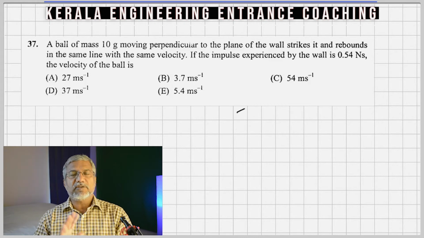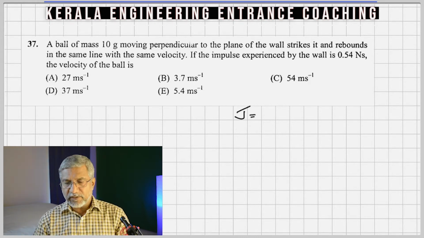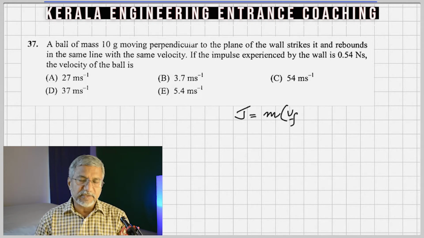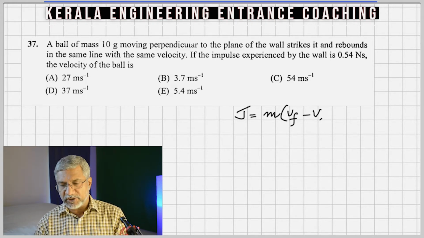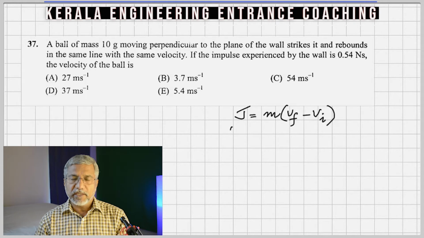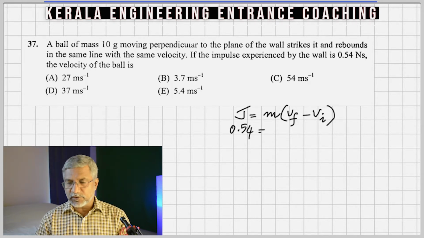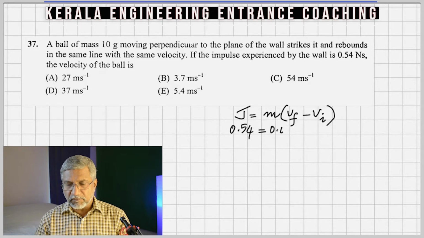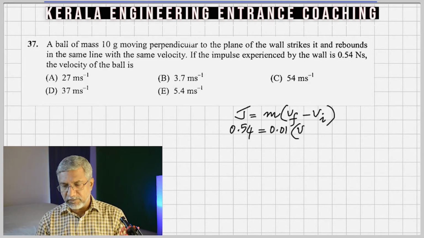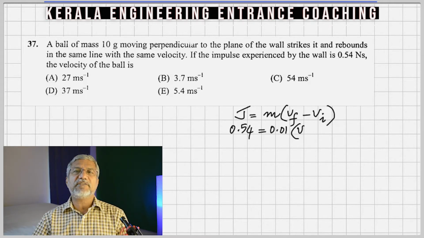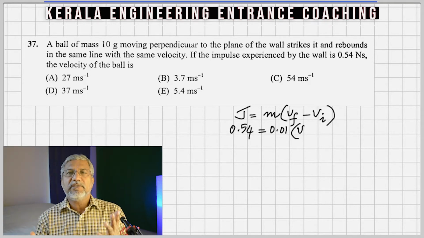Okay, instead of writing in air, let me show you. So J is the symbol for impulse. That is mass into V final minus V initial. That is the formula. And in this case, the velocities are the same. So impulse is 0.54. Mass is 10 gram. 10 gram is 0.01 kilogram. And then I take the final velocity. If I take the final as positive, then the initial would be negative.